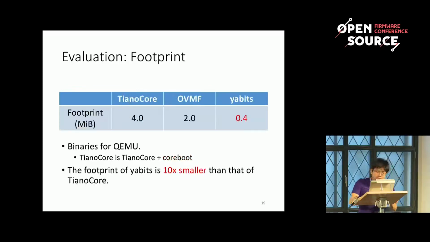And what about footprint? I compared the binary for QEMU, and here's Tiano Core and OVMF and Yabit. And Tiano Core is Tiano Core itself and coreboot. And this shows the footprint of Yabit is 10 times smaller than that of Tiano Core.